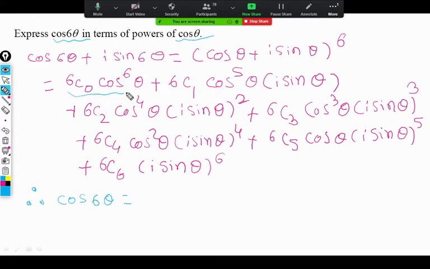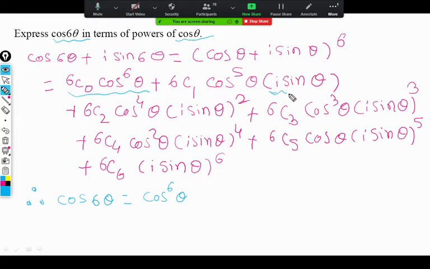So the first term is real. So I'll write 6C0, which is also 1, so I'll write cos 6 theta only. The next term is only iota, so this will not be part of it because this iota is there. Sir, how did I sin theta come? Because we have taken this as (a plus b) raised to 6. What is b? b is i sin theta.